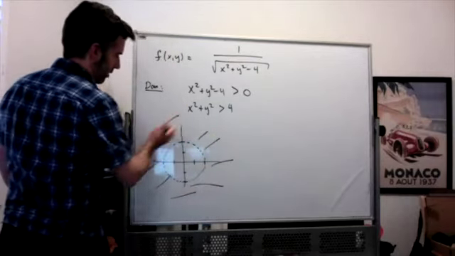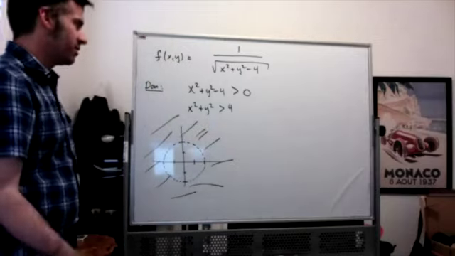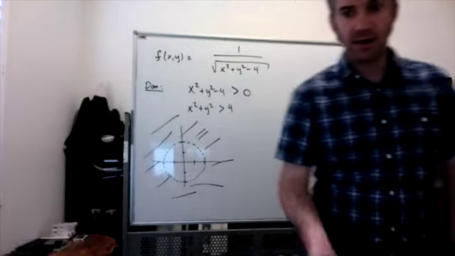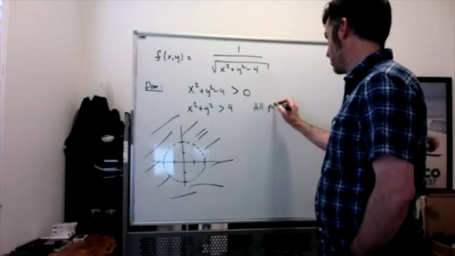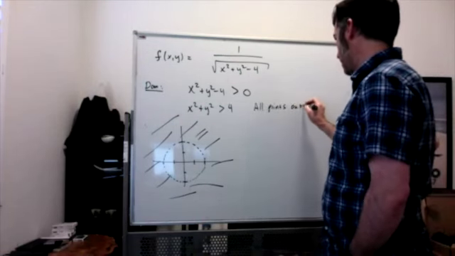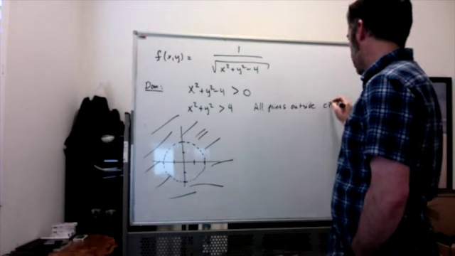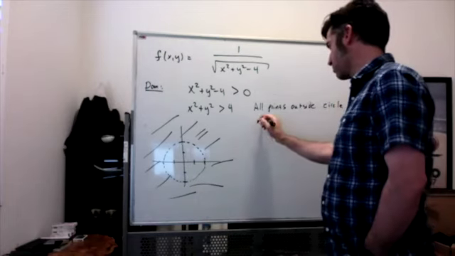so I want everything outside of the circle, which I'm not drawing very well. So my domain is all of that. All points outside the circle of radius 2, center at the origin.